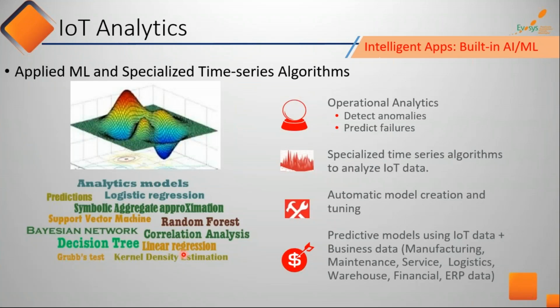So embedded IoT analytics within these IoT applications has its inbuilt applied machine learning and specialized time series algorithms to detect anomalies and predict failures. It has inbuilt specialized time series algorithms to analyze the IoT data. The automatic model creation is based on integration with your business applications. It helps you do the tuning. It helps you have the contextual information that you need to take a business-informed decision. The predictive models using IoT data and the business data from your applications like manufacturing, maintenance, your logistics, the warehouse, etc., help you get the right model in place, and you can derive the right dashboard KPIs. In IoT applications, it has pre-built dashboards.